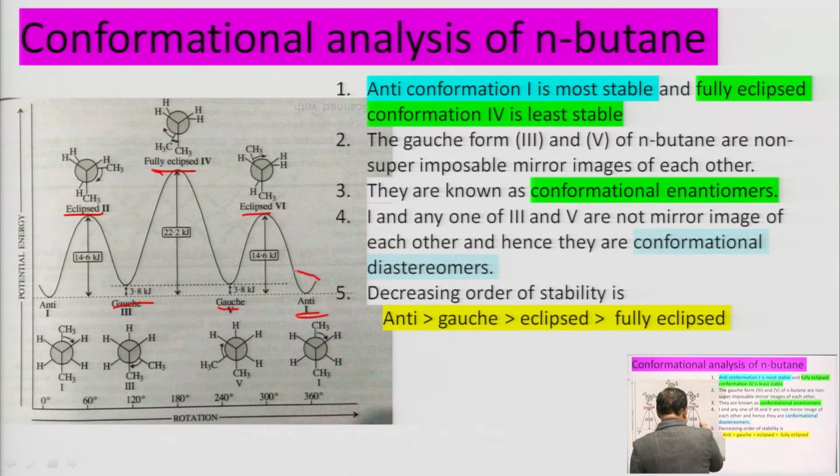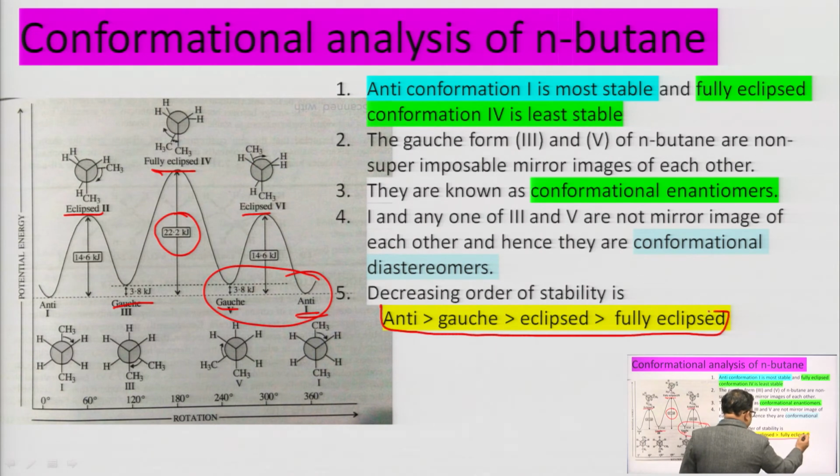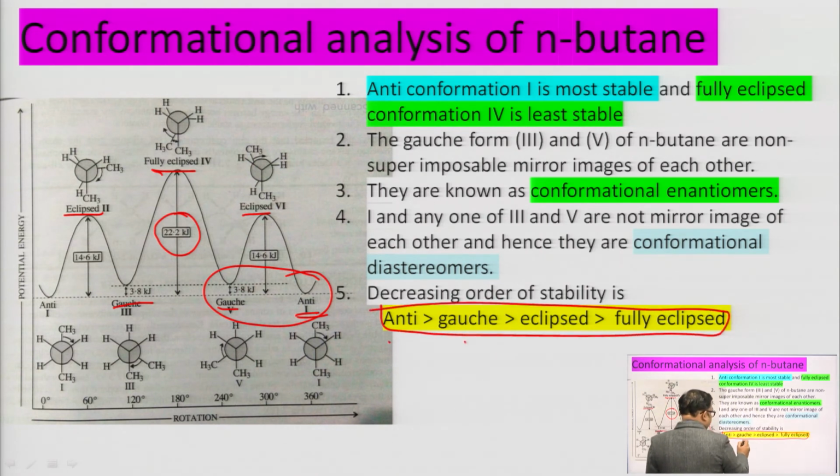So, the energy barrier between anti and Gauche is 3.8 kilojoule, and similarly, the energy barrier between anti and fully eclipsed is 22.2 kilojoule, and the energy barrier is 14.6 kilojoule again between eclipsed and anti. So, these are the various energy barriers, and depending on this energy barrier we can define the stability order. The stability order is anti, Gauche, eclipsed and fully eclipsed.